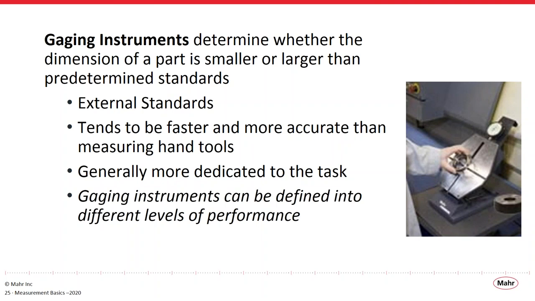Now, gauging, like these instruments, like we said before, determine whether a dimension of a part is smaller or larger than the standard. So in this case, the gauge has external standards. You can see the master ring down by the gauge on the lower right of the picture here. But they tend to be faster and more accurate than measuring hand tools because it's a little more dedicated to the process. And gauging instruments can be divided into various levels of performance. I think we can talk about them as being good, better, and best, and we'll look at some of those.